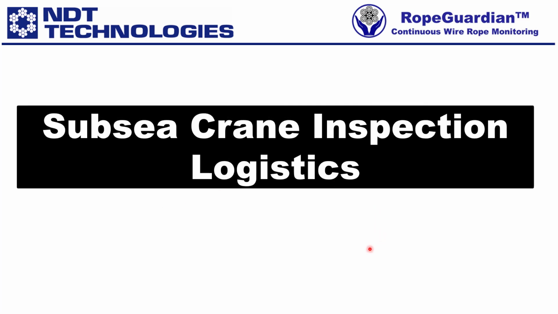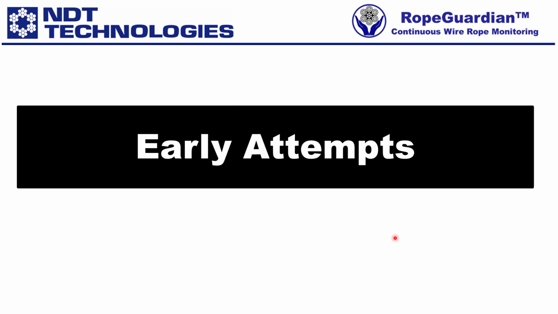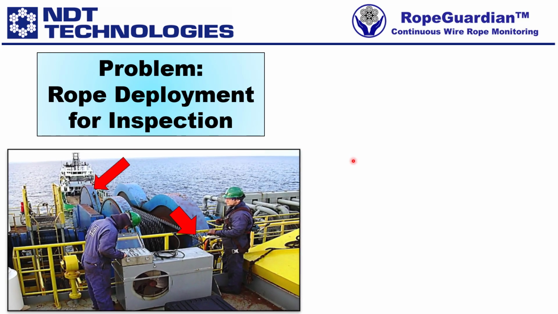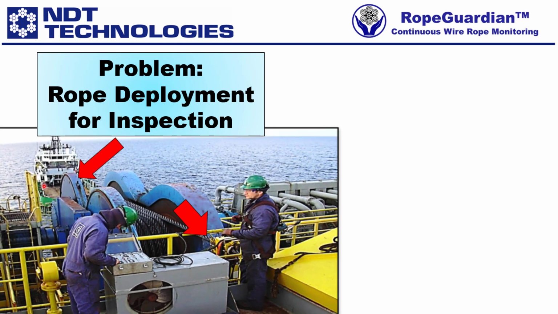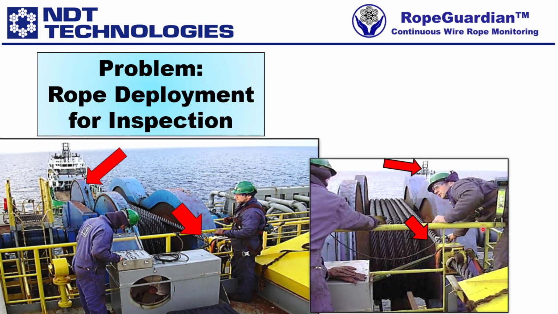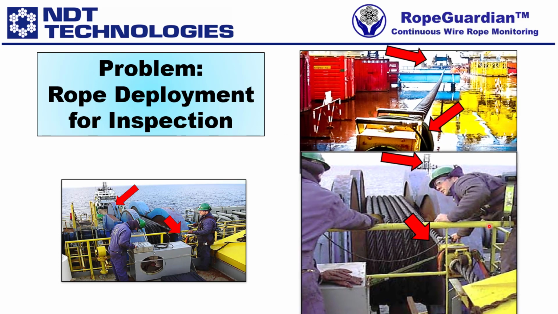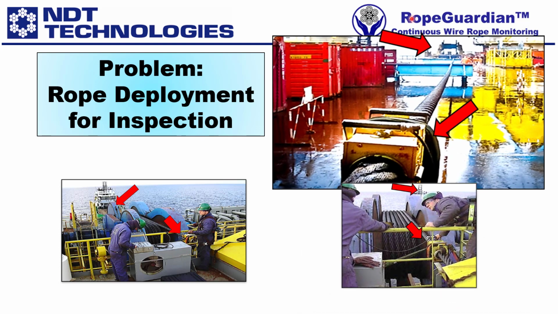Subsea crane inspection logistics. First, we'll look at some of the early attempts. Here's our problem statement, which is rope deployment has to occur for the inspection. Here is a picture showing some of the rope being deployed with the tugboat here. Here you can see the inspection equipment, as well as the tugboat in a farther view of the picture. And yet another view.